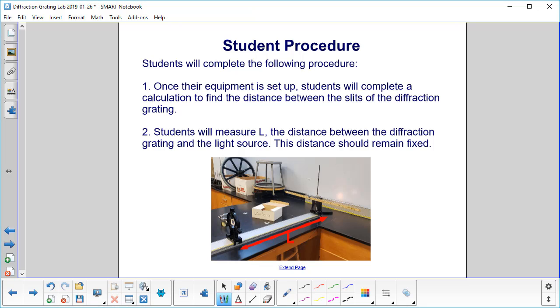Student procedure. Once the equipment is set up, students will complete a calculation to find the distance between the slits of the diffraction grating. They will measure L, which is the distance between the diffraction grating and the light source. So that's this distance over here. This distance should remain fixed for the entire lab.